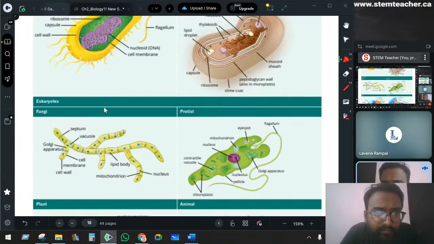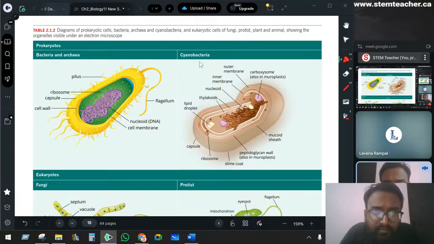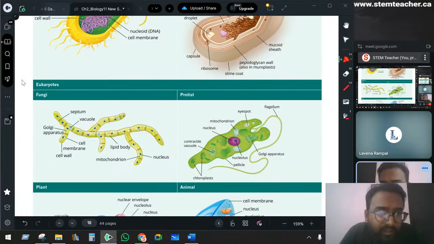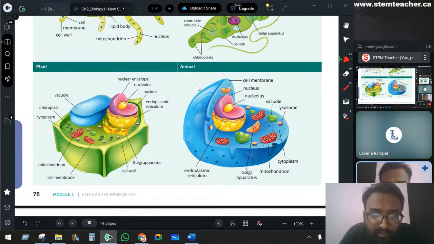And see what is this for the first one? It is a bacteria, archaea. And it is cyanobacteria, and this is fungi. Okay, it is a fungus. You can see it is a fungus. It is a protist, and it is a plant cell. It is an animal cell.